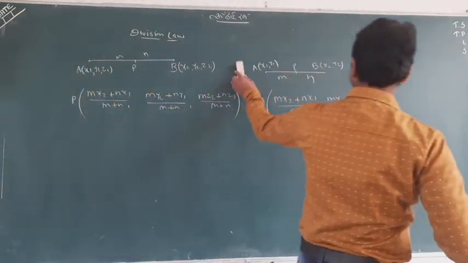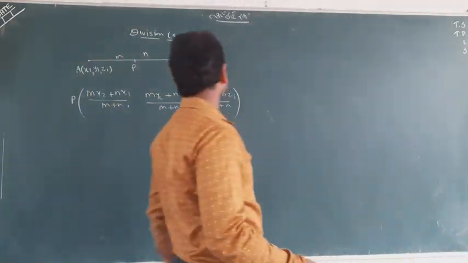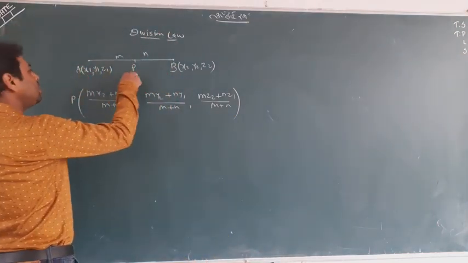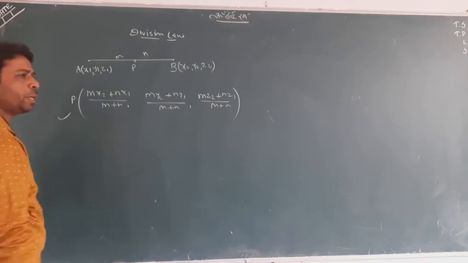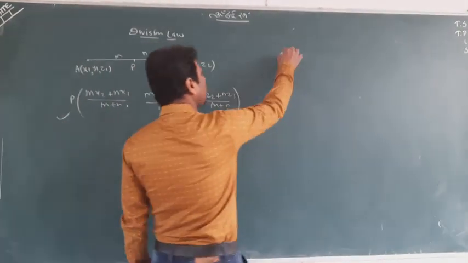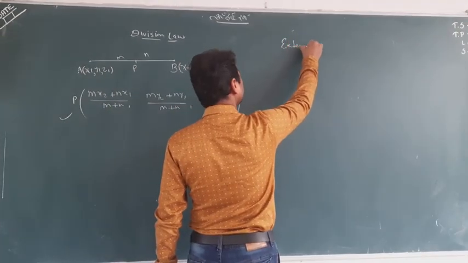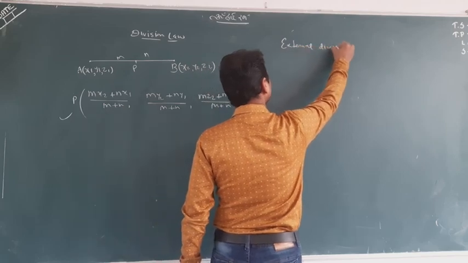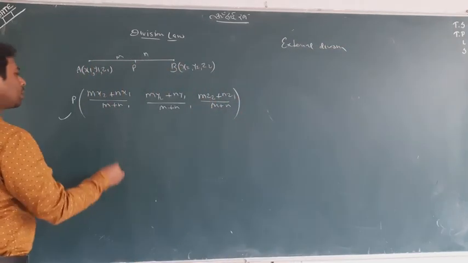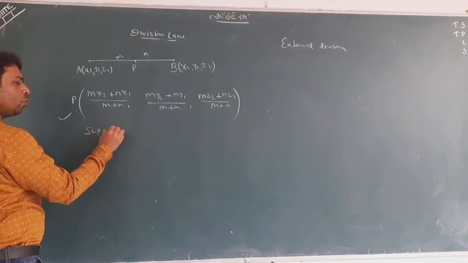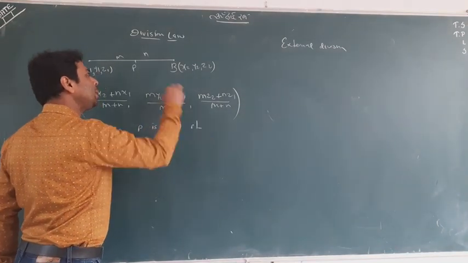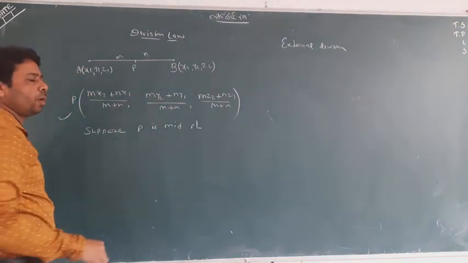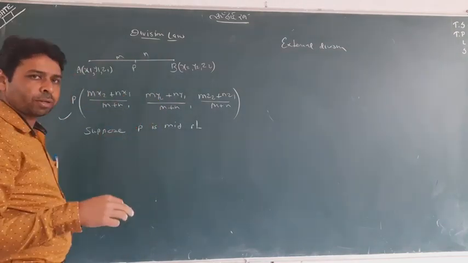So I don't think there's any trouble for you guys. This is internal division, where P is dividing AB internally in the ratio m is to n. We get the division point P like that. If we talk about external division, before it I will talk about the midpoint. We suppose that P is a midpoint. One can simply understand that when P is the midpoint, then m equal to n will be there.